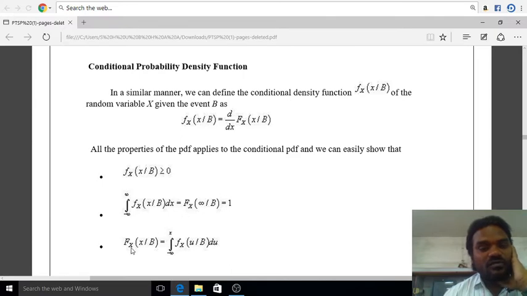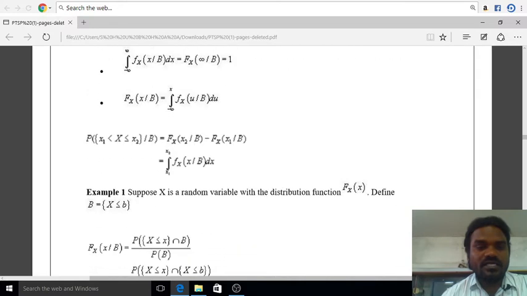And coming to the last one, the probability distribution function Fx of x by b, where the random variable is x and the event is b, is given by the integral from minus infinity to x of fx of u by b du. That means with respect to the u component, we differentiate this one. All these are important properties of the probability density function.